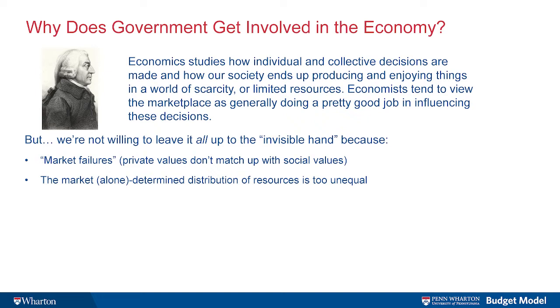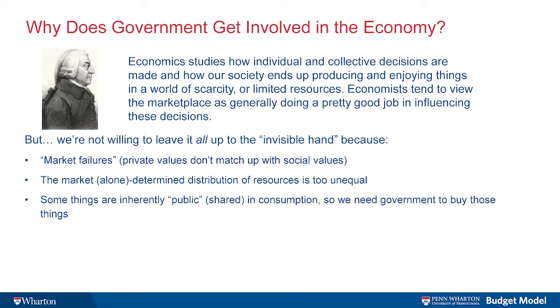Second, even if everything were allocated in the marketplace, we may not like the allocation, the distribution of resources, the distribution of economic capacity among members of society. We may deem that even if the overall level is strong, and even if the allocation across different types of goods and services is good, we don't like the distribution of income. And so this is a role for government to redistribute income if it's deemed that the distribution with the market on its own is too unequal.